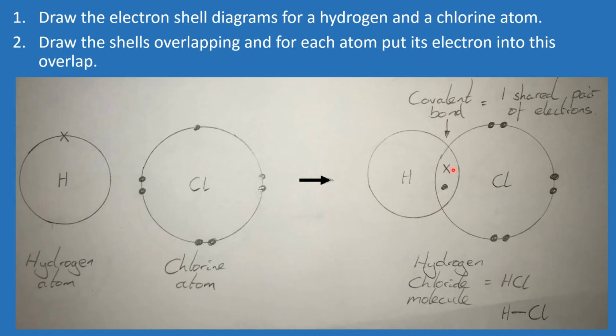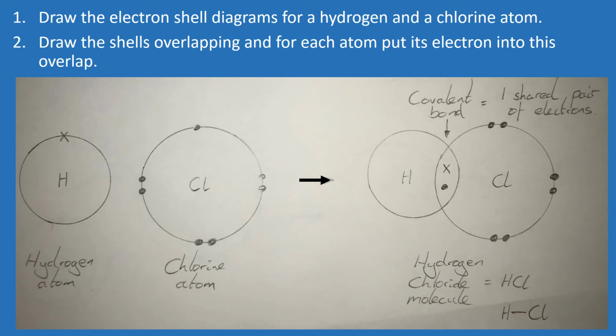And this chlorine, as we can see, has 1, 2, 3, 4, 5, 6, 7, 8 electrons in its outer shell. So therefore that's also got a full outer shell, which means we've got a hydrogen chloride molecule, HCl, structural formula H, and we have that bond Cl being shown there.